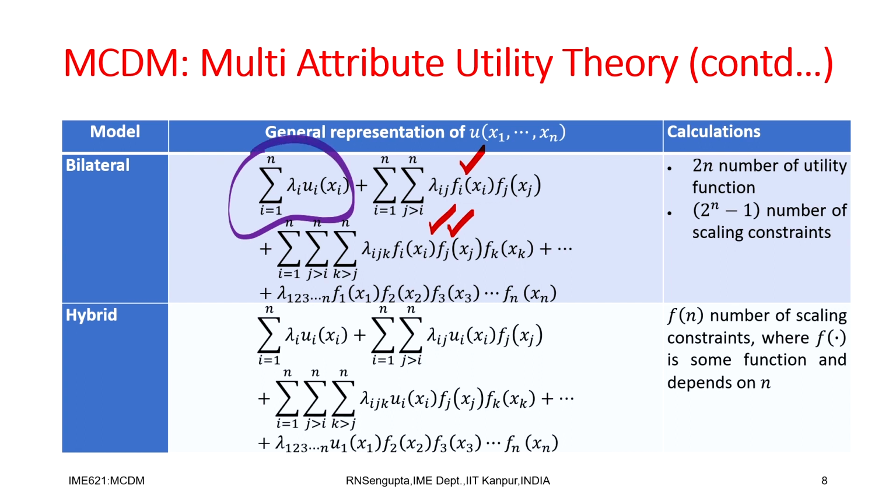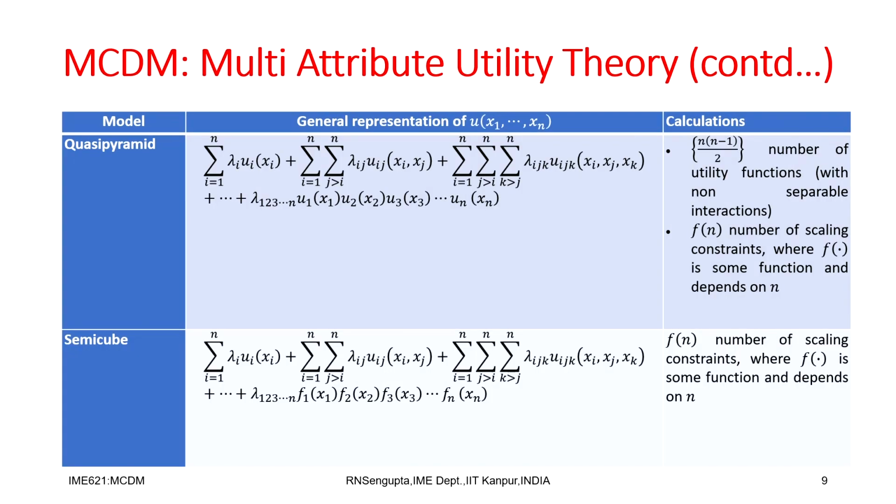In the hybrid one also, the Fn is the number of scaling constants, where f is some function which depends on n, and these scaling factors or hybrid is basically combine them accordingly to achieve the utility function. So, these I am just mentioning, but detailed discussions are outside the ambit of the course. So, you have the quasi pyramid and semi cube.